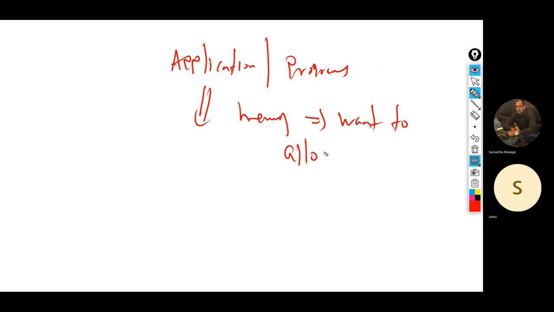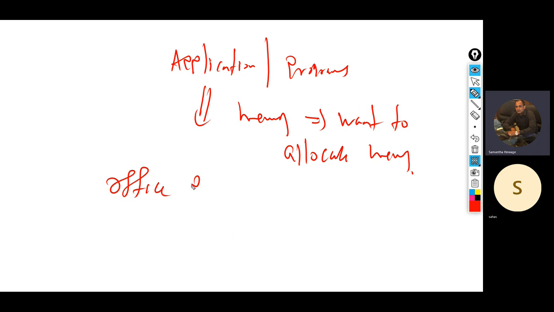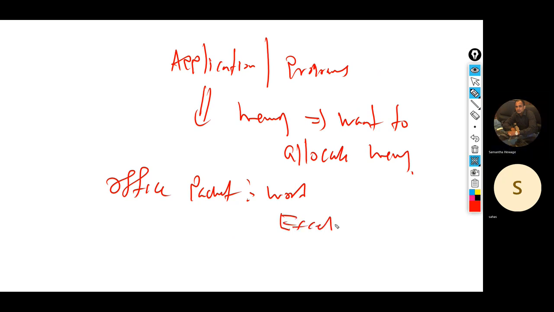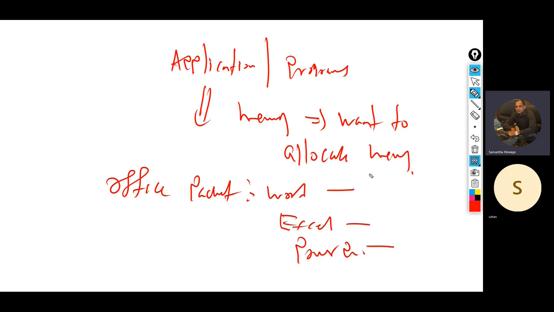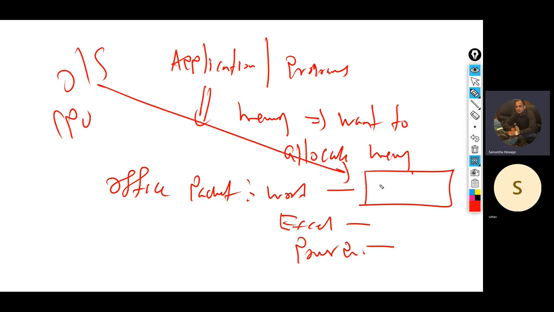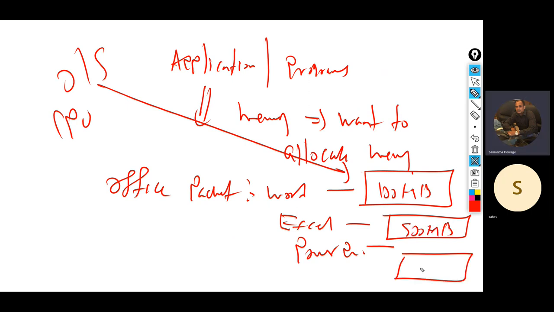They want to allocate memory. For example, if you open the Office package, Word, Excel, Access, PowerPoint, when you open it, it needs some memory to run the application. So the CPU or the operating system will allocate the memory. We say we allocate 100 MB for this, here we allocate like 500 MB, for example, and for PowerPoint, we say 30 MB.